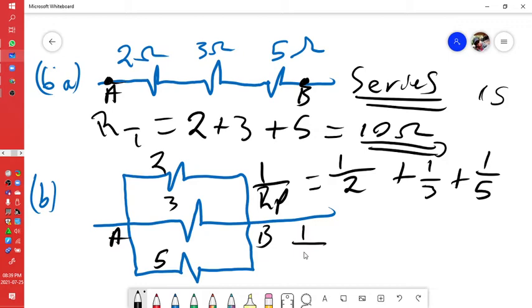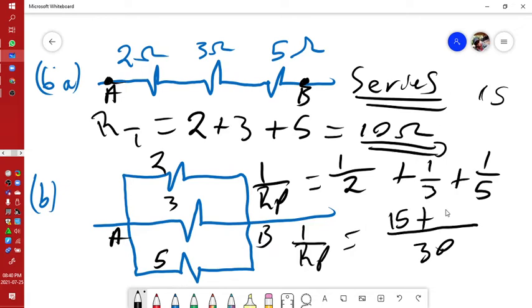So the common multiple of them will be 30. When you multiply here, you multiply like this, then automatically 15. When you multiply here, auto multiply like this, then automatically 10. When you multiply that one, auto multiply like this one, then automatically 6. Which is equal to 25 plus 6. This is 31 over 30. Then you have to invert it.